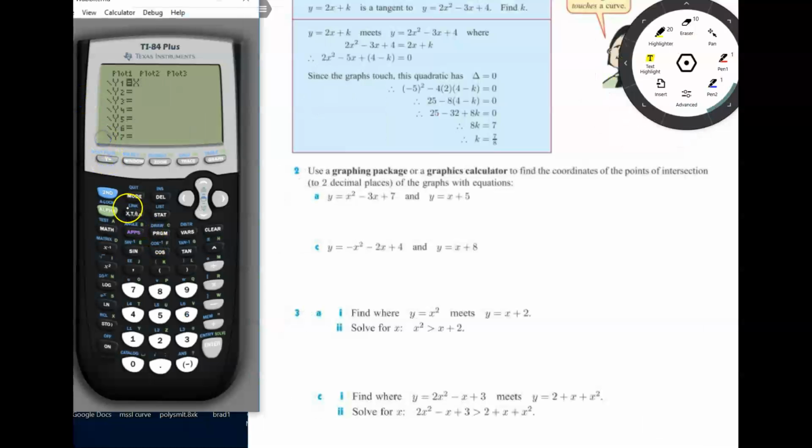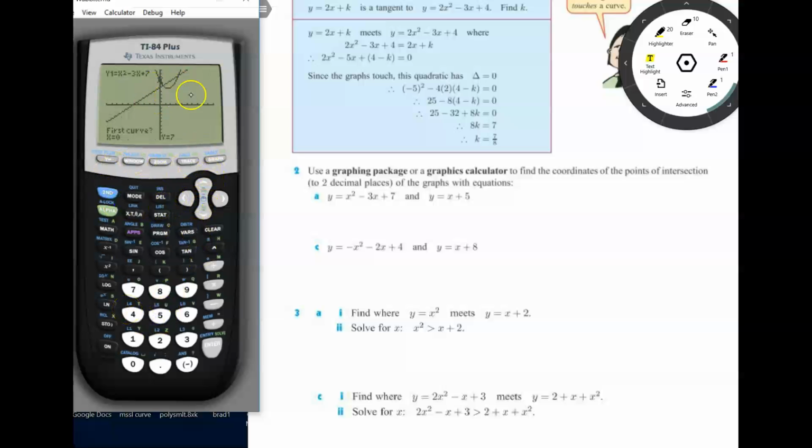So we go to the y equals screen. We press x squared minus 3x plus 7. And then the other function is going to be x plus 5. And then we're going to graph them. There's the parabola, and there's the line. And we're going to find the points of intersection up to 2 decimal places by doing second calc, intersect, number 5, and first curve.